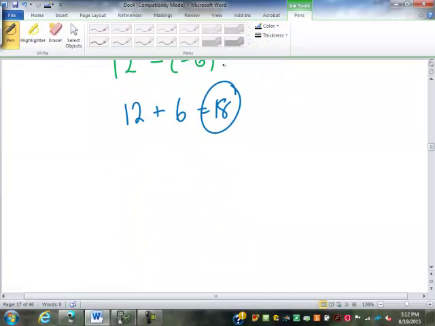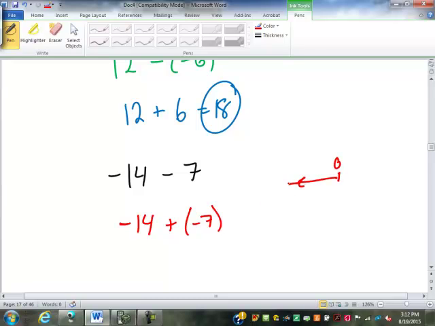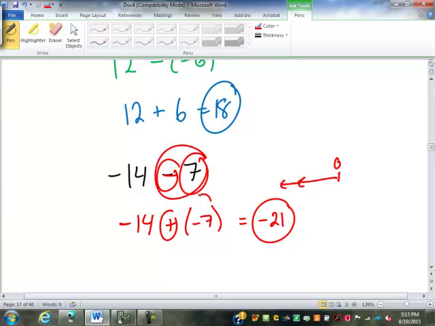What if I have negative 14 minus 7? What's that become? Does the negative 14 change? No. This becomes plus a negative 7. So here's from 0, negative 14, negative 7. They go the same direction. Negative 21. So how does it become a negative 7? Because subtracting a 7 means add the opposite of 7. So when we change this from subtraction to addition, this has to go from positive to negative. Basically, you can't change this part without changing this part.